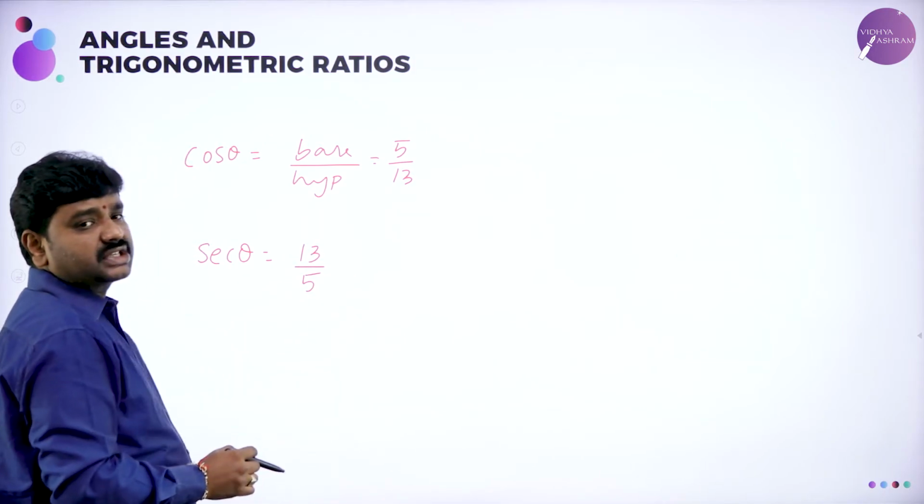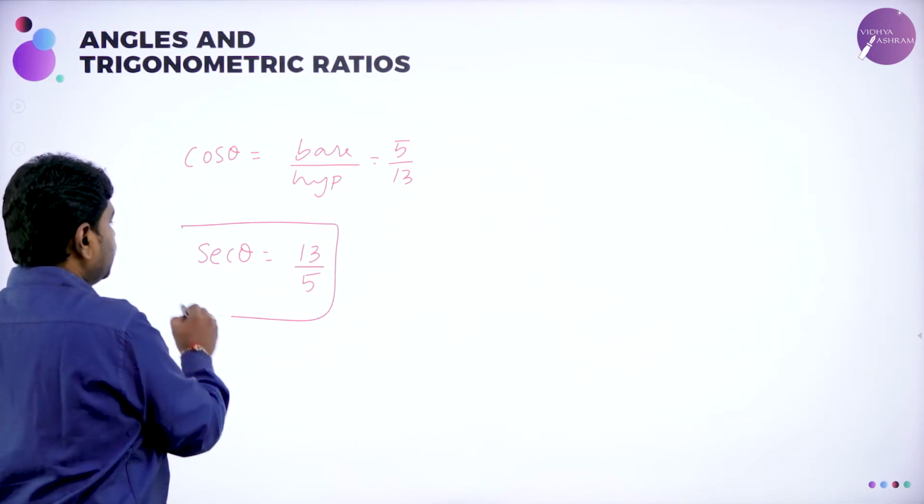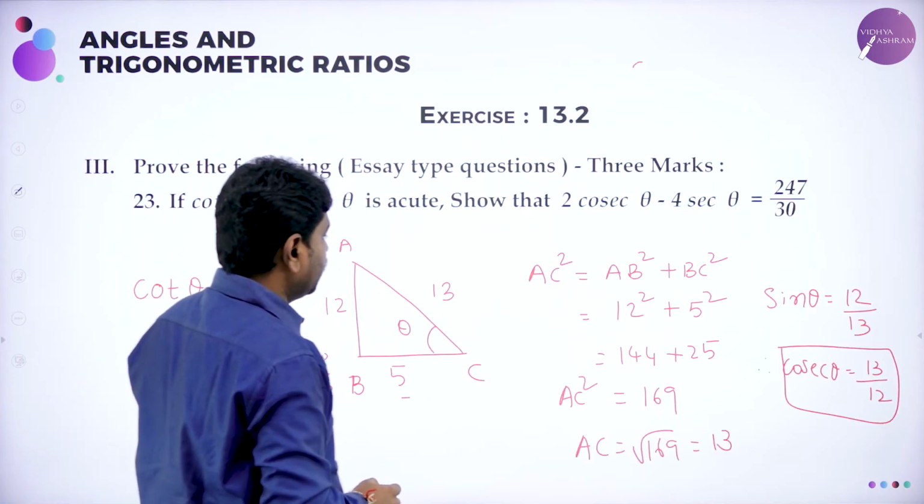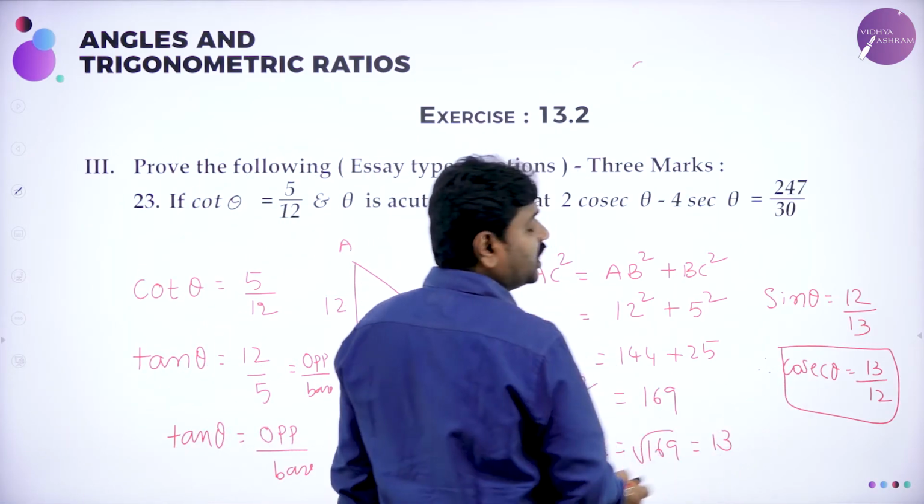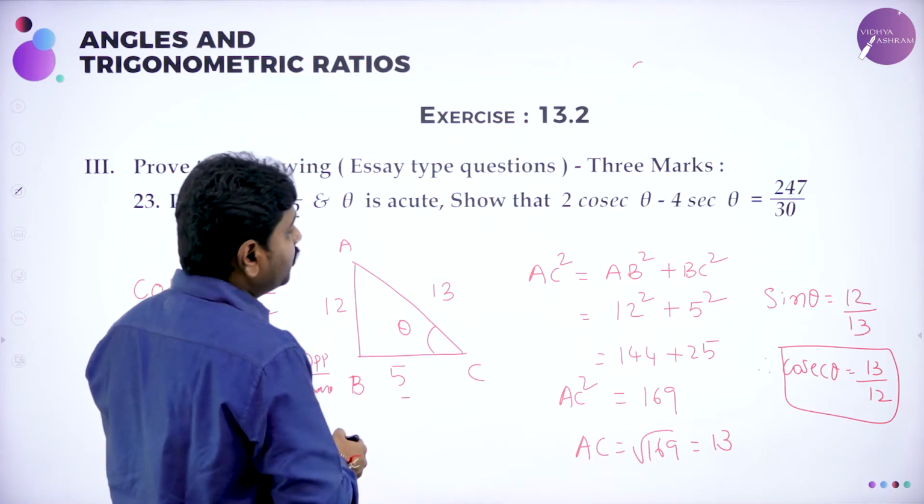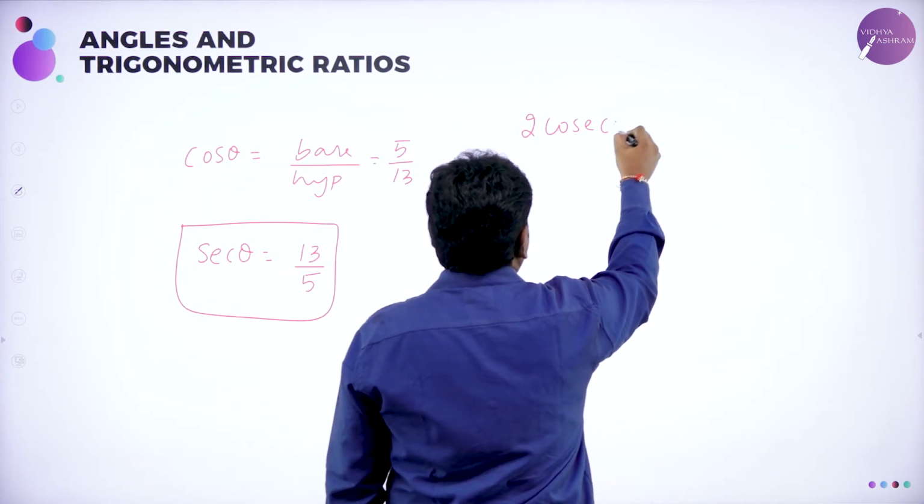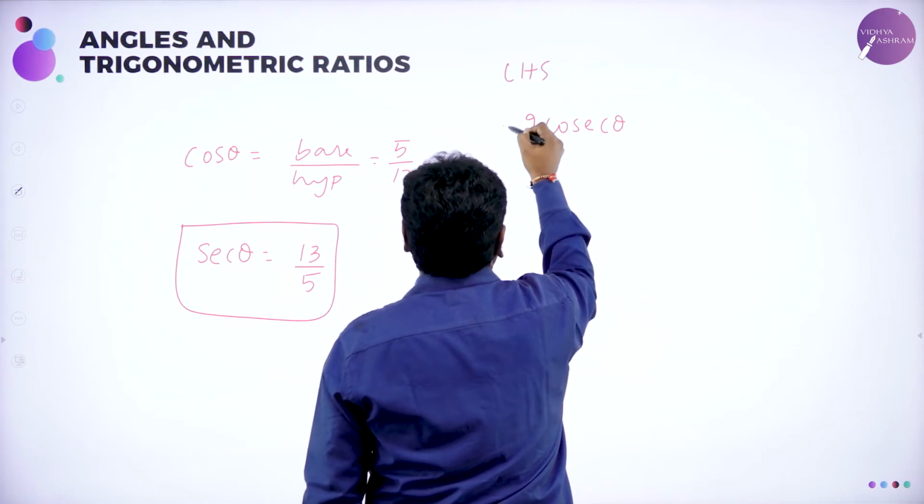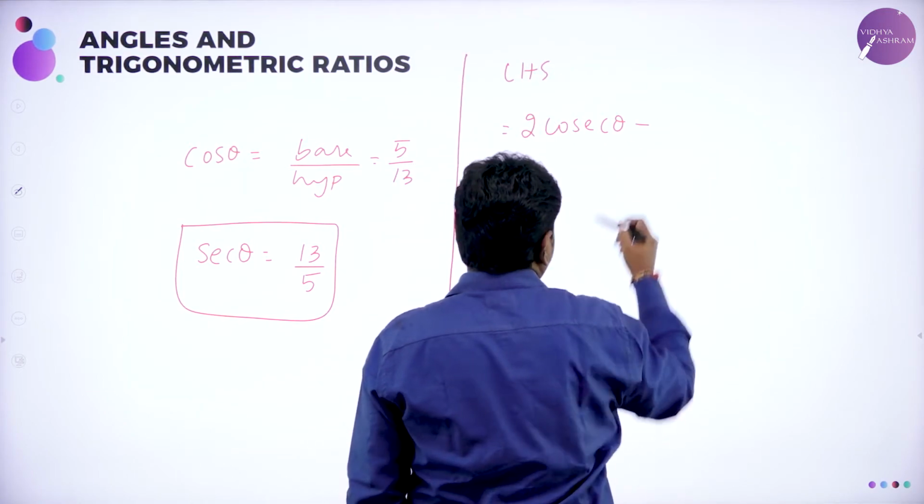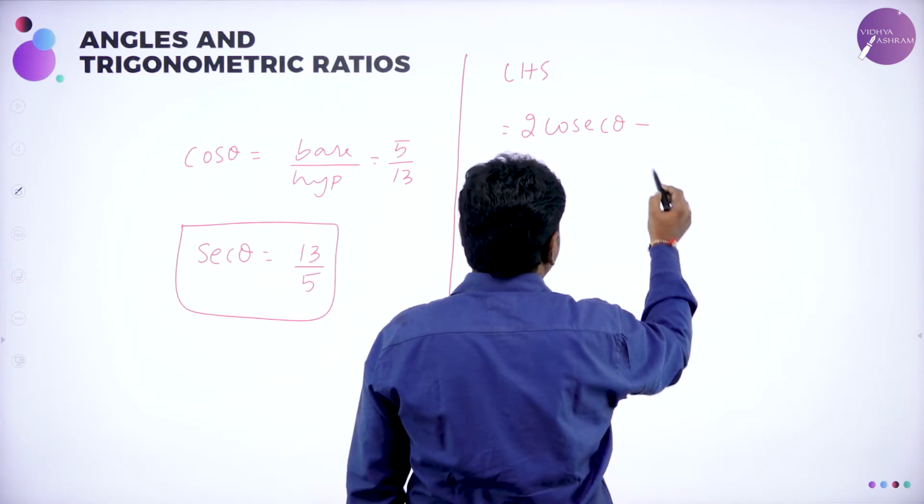Now you take LHS and substitute the values. They want secant, we got 13 by 5, and they have given cosecant 13 by 12. They want 2 cosecant minus 4 secant. I am taking LHS now: 2 times cosecant minus 4 times secant.